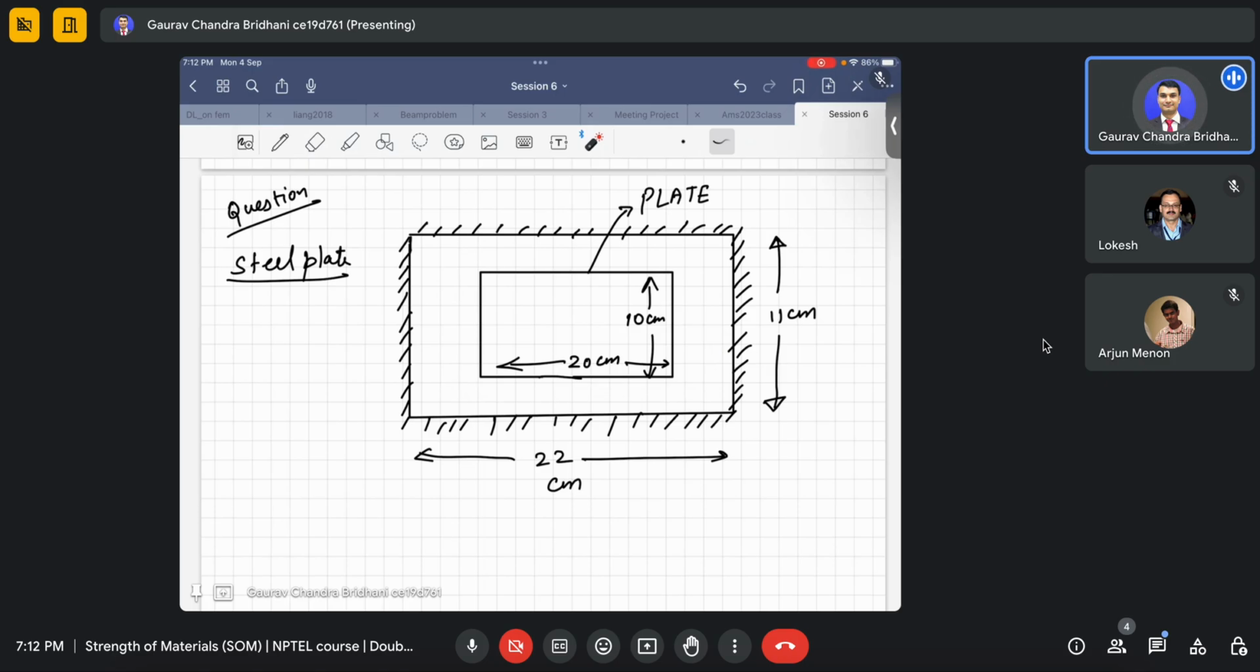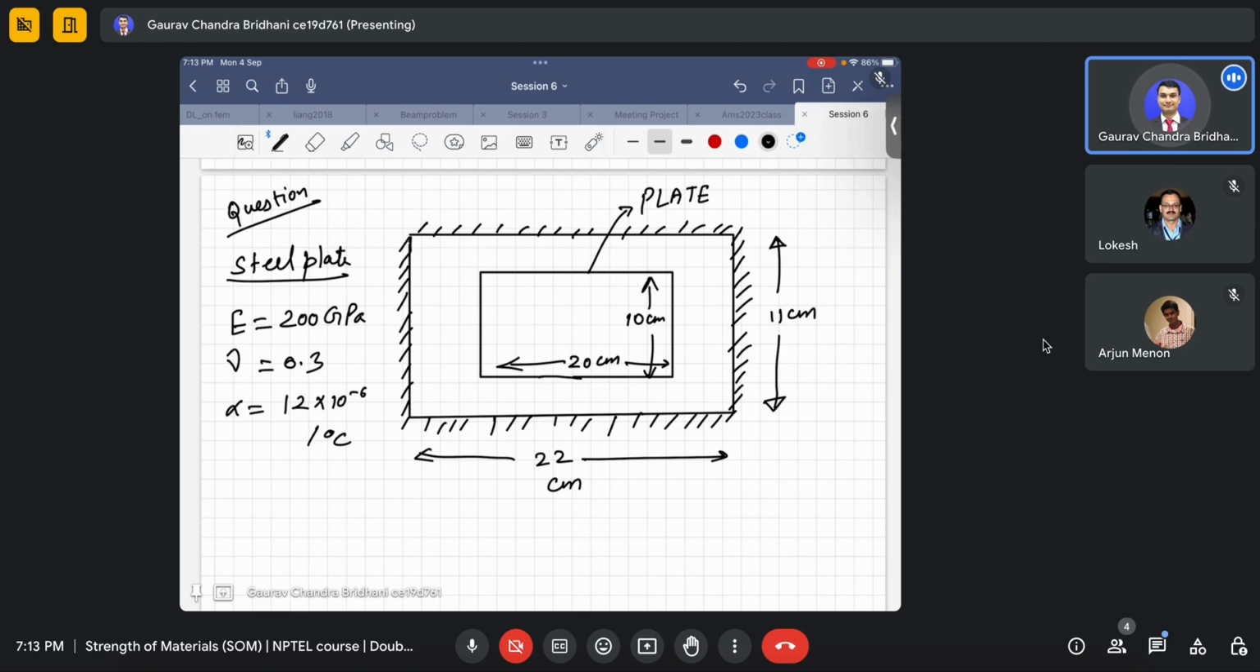Let's take that this plate is made of steel itself. So for steel, what we know is that E is 200 GPa, nu is 0.3, and we'll take the coefficient of linear expansion alpha as 12 into 10 to the power minus 6 per degree Celsius. This is the value, I think, for alpha for steel.